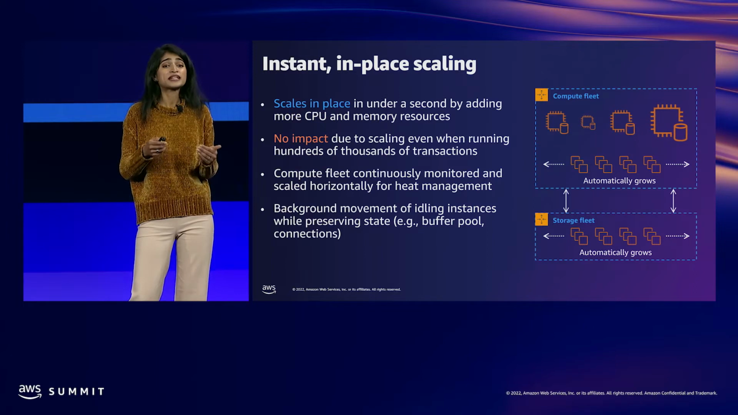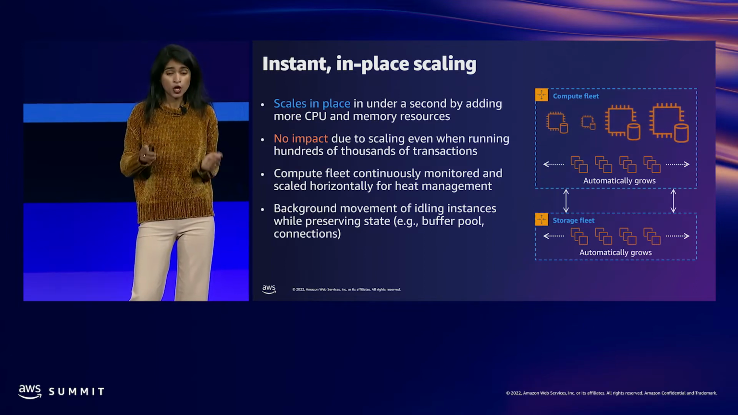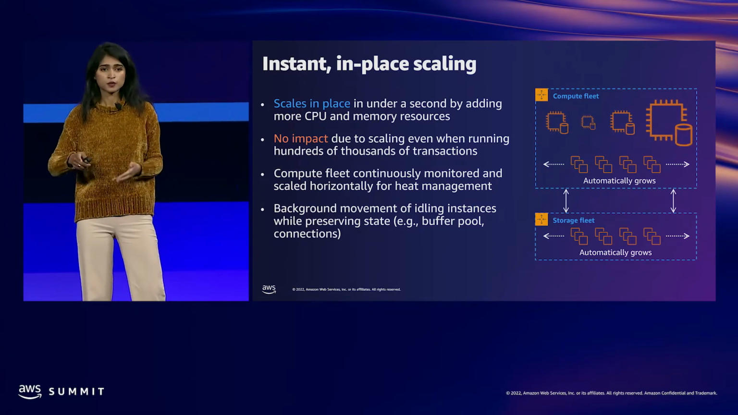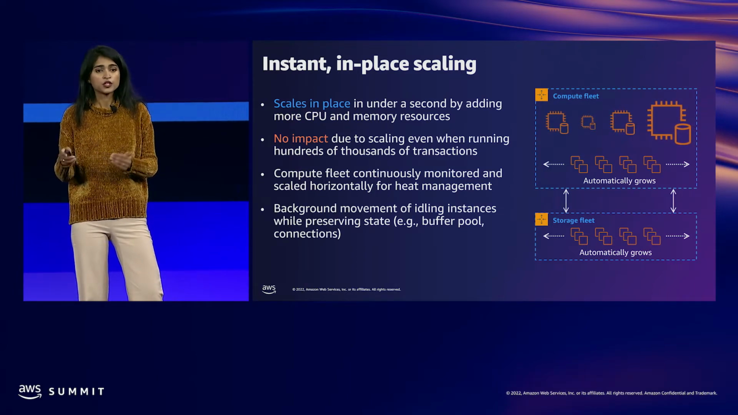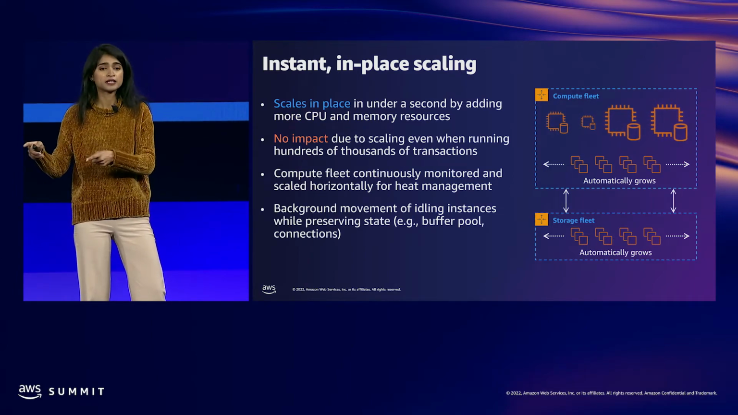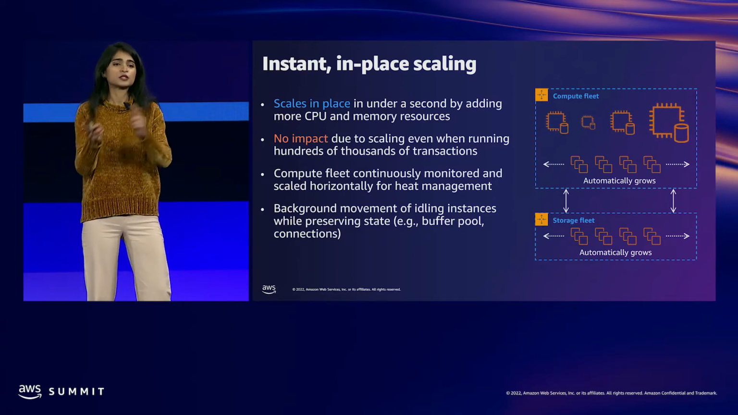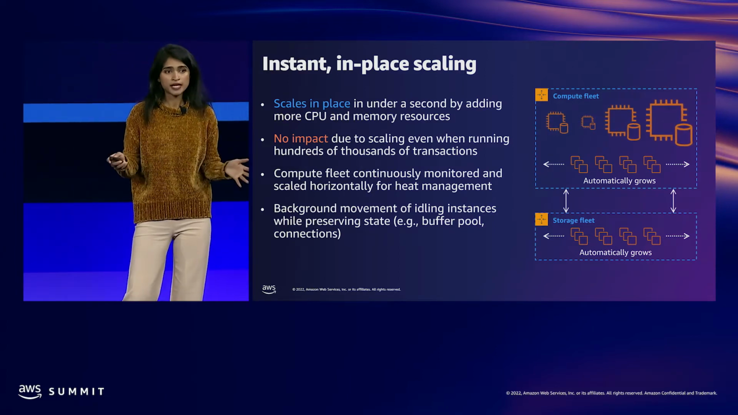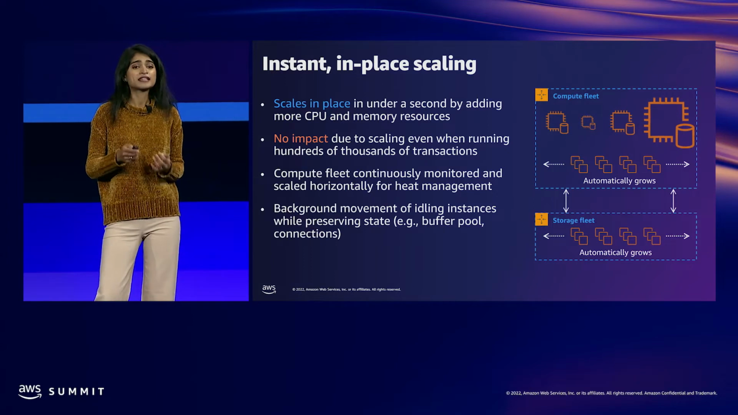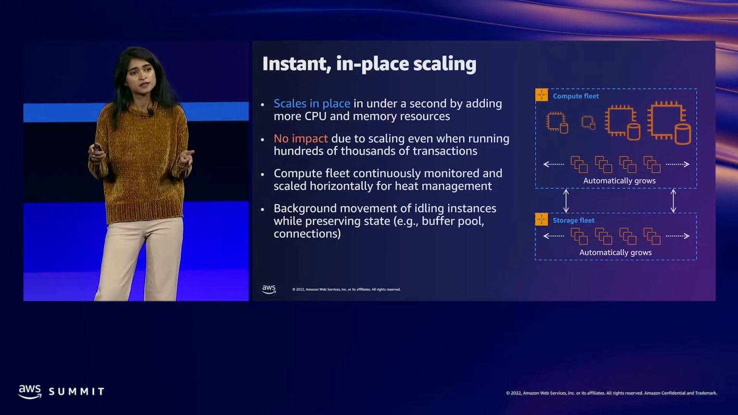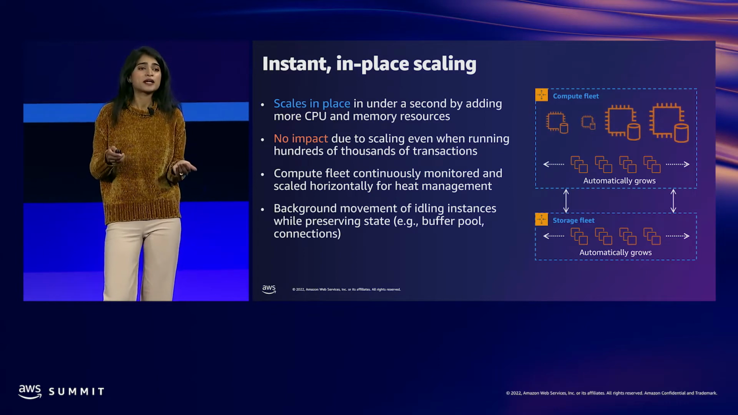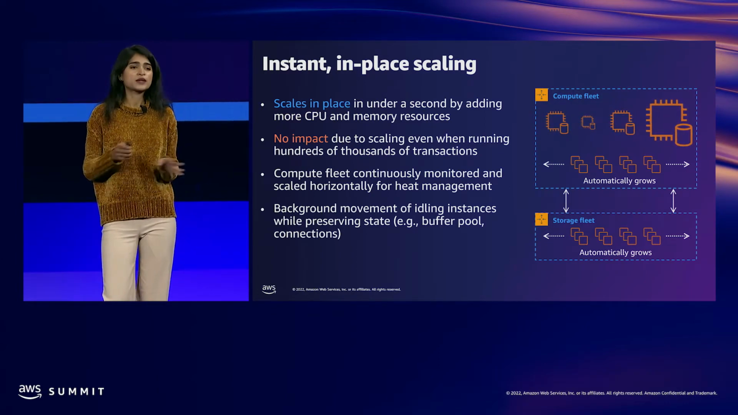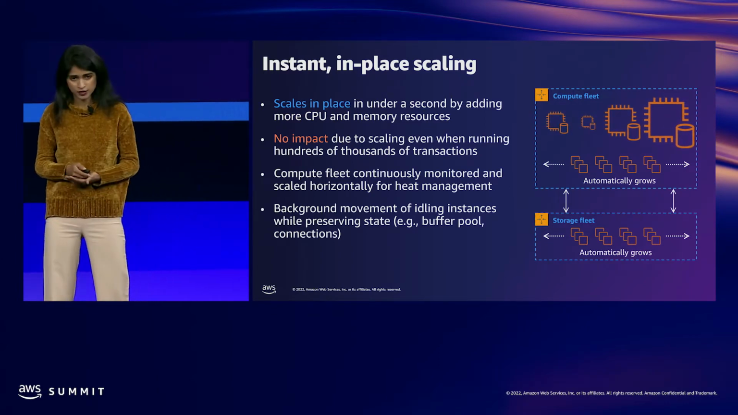And as a result, we're able to scale instantly. On the other side, what you've also seen people do for scaling is failing over. You need more resources, you fail over to a bigger machine size. You need less, you fail over to a smaller one. We don't do that with Aurora Serverless V2. We scale in place, and that also helps us scale non-disruptively. You won't see any impact when scaling is happening, even when you're running hundreds of thousands of transactions.